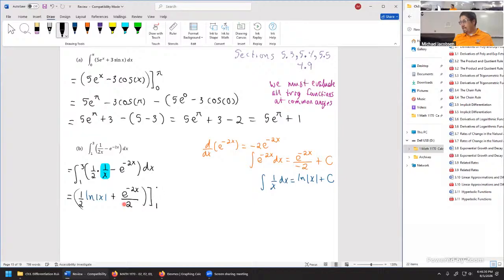Then we take all of this, evaluate from 1 to 3. We just need to show the evaluation, simplify, and we're home free on this one. Any questions whatsoever getting through the antiderivative on this one?